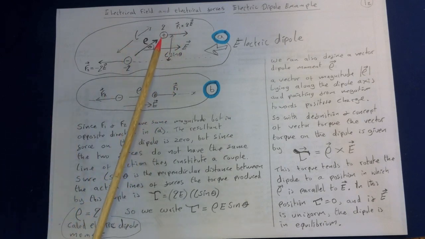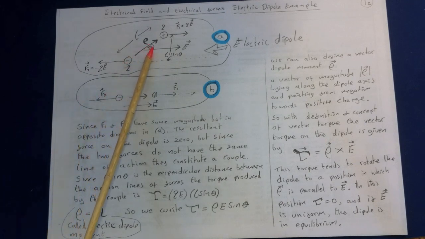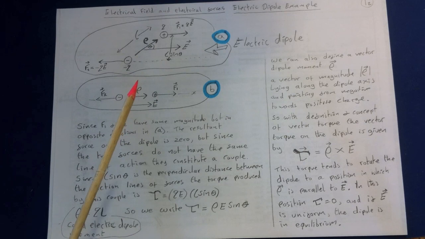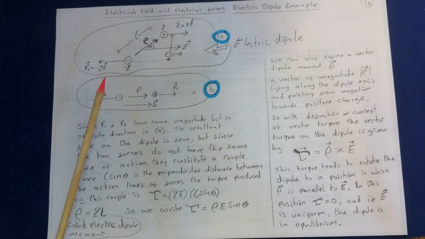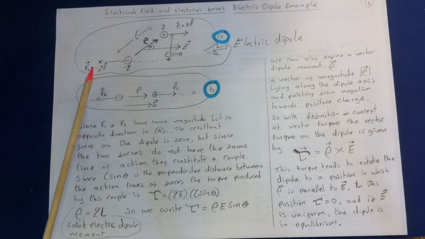In this diagram A, the dipole is in a uniform electric field E. The direction of E makes an angle theta, this angle here, with the line joining the two charges, called the dipole axis. A force F1 of magnitude QE in the direction of the field acts on the positive charge, and a force F2 of the same magnitude but in the opposite direction is exerted on the negative charge. The resultant force on the dipole is obviously 0. But since the two forces do not have the same line of action, they constitute what's called a couple. So we've gone over couples.